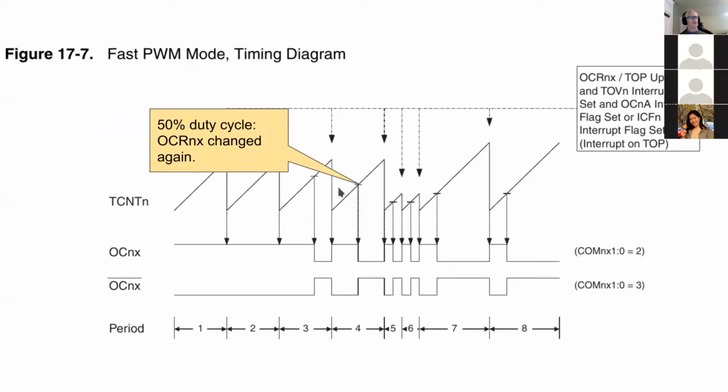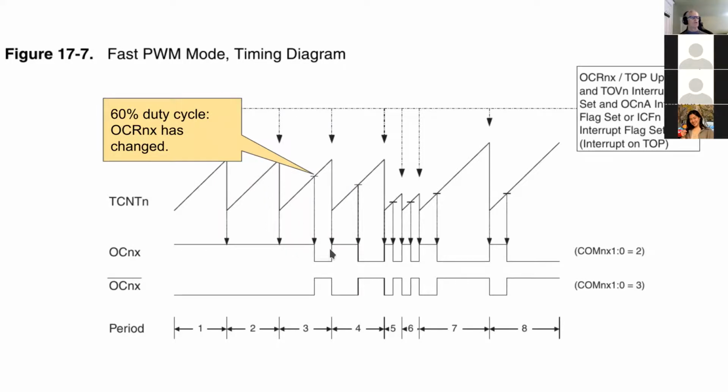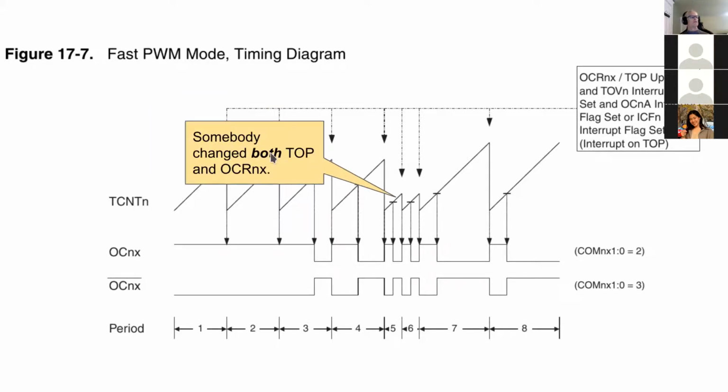Like here, it's now changed to about 50%. And so this is about a 50% duty cycle in this period. Back here, it's more like a 60% duty cycle. Okay. All right. And then out here, somebody changed the value of the top register, and this changes the frequency as well as the duty cycle. Again, not a common thing that you do. Typically, in most systems, we pick one frequency and stick with it for pulse width modulation, and we only vary the duty cycle.